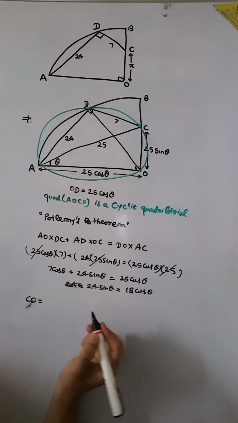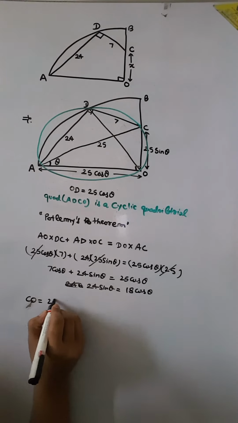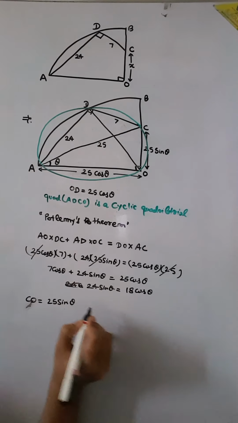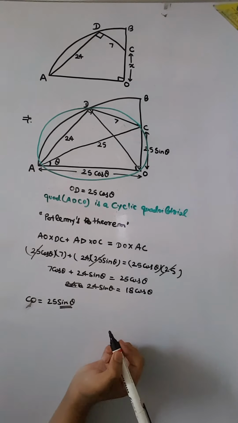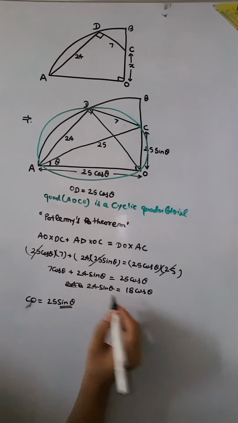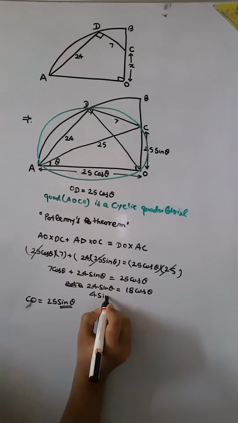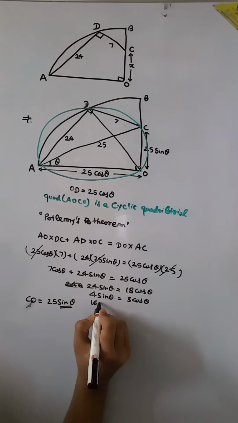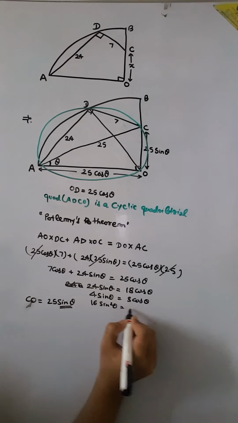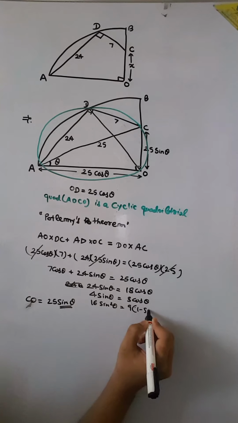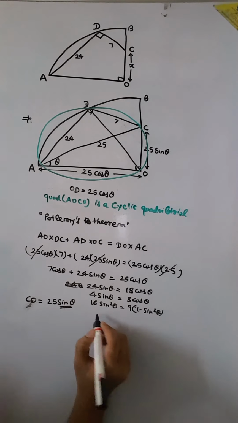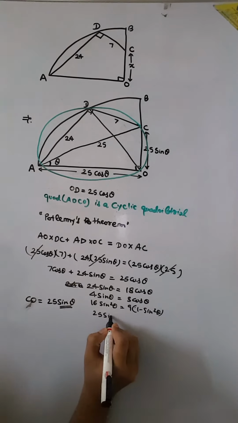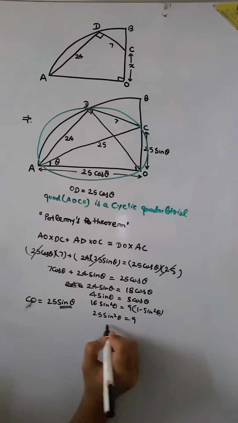We want the value of CO, and CO in this case is 25 sin theta. So we need the value of sin theta. So now first we can make it 4 sin theta equals 3 cos theta. That will become 16 sin square theta equals 9 times cos square theta, which we can write as 1 minus sin square theta. So that will become 25 sin square theta equal to 9.